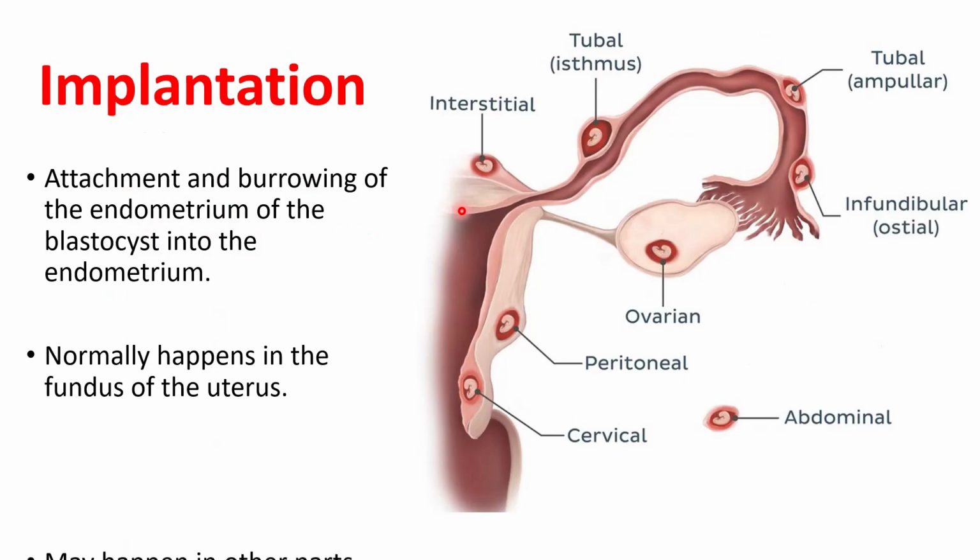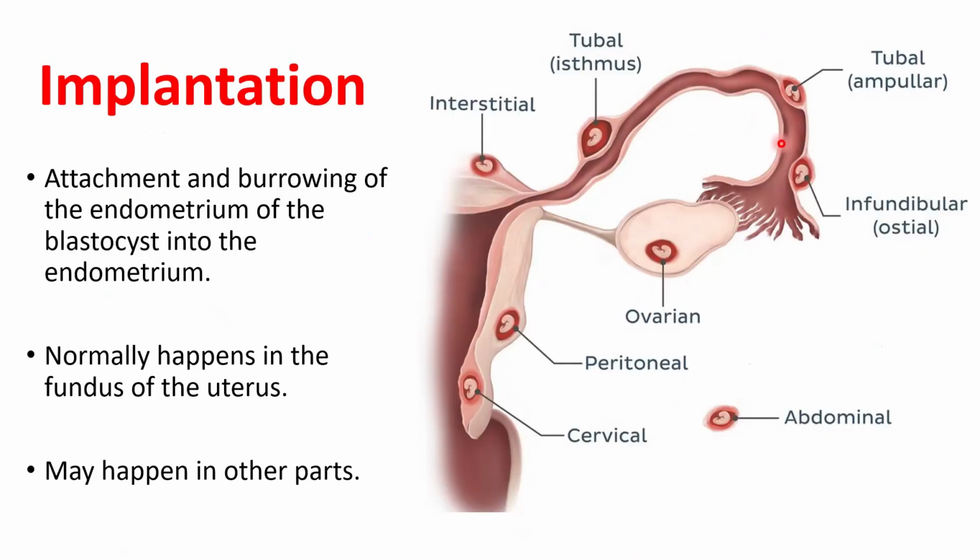Though sometimes you can have abnormal implantation, and that is what is being shown in the images here. You can have abnormal implantation in the ovary, giving you ovarian implantation. It can implant in the infundibulum, giving you infundibular implantation, in the ampulla, giving you tubal implantation, and the isthmus, giving you tubal implantation. On the border between the isthmus and the fundus, it will give you interstitial implantation. It can also happen in the abdomen or on the outer wall of the uterus, which is peritoneal implantation. It can also happen in the cervix, which is cervical implantation, or abdominal implantation. So ideally, there is no better implantation than the fundal implantation.